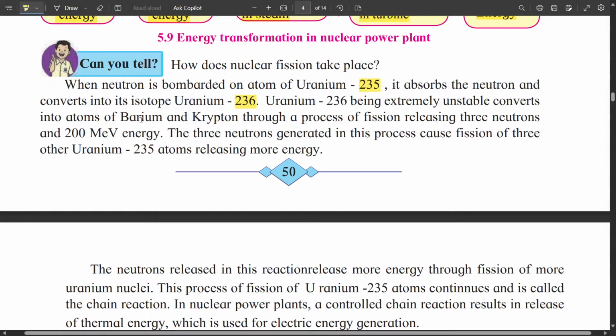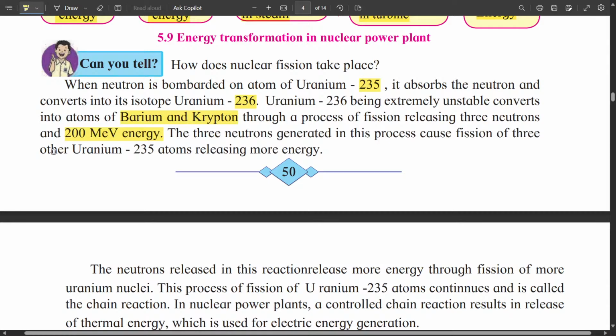Uranium-236 being extremely unstable, it undergoes nuclear fission and it produces two smaller nuclei of barium and krypton, and in the process 3 neutrons are also released, and a large amount of energy, 200 mega electron volt energy, is released by the fission of one uranium atom.